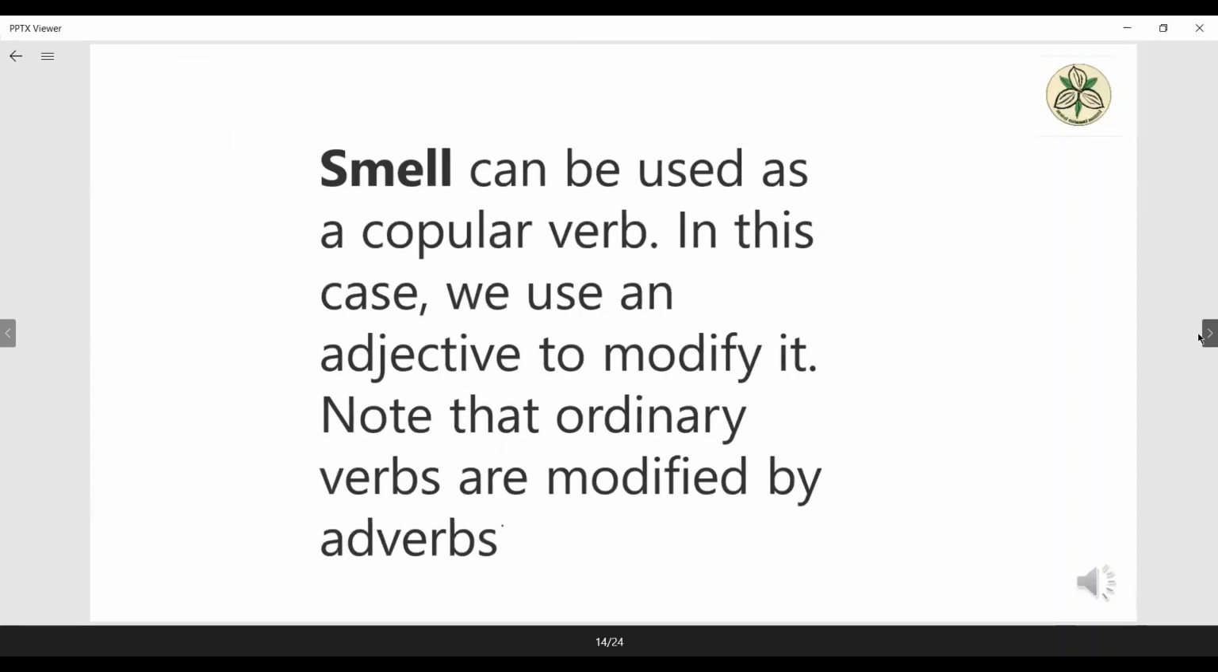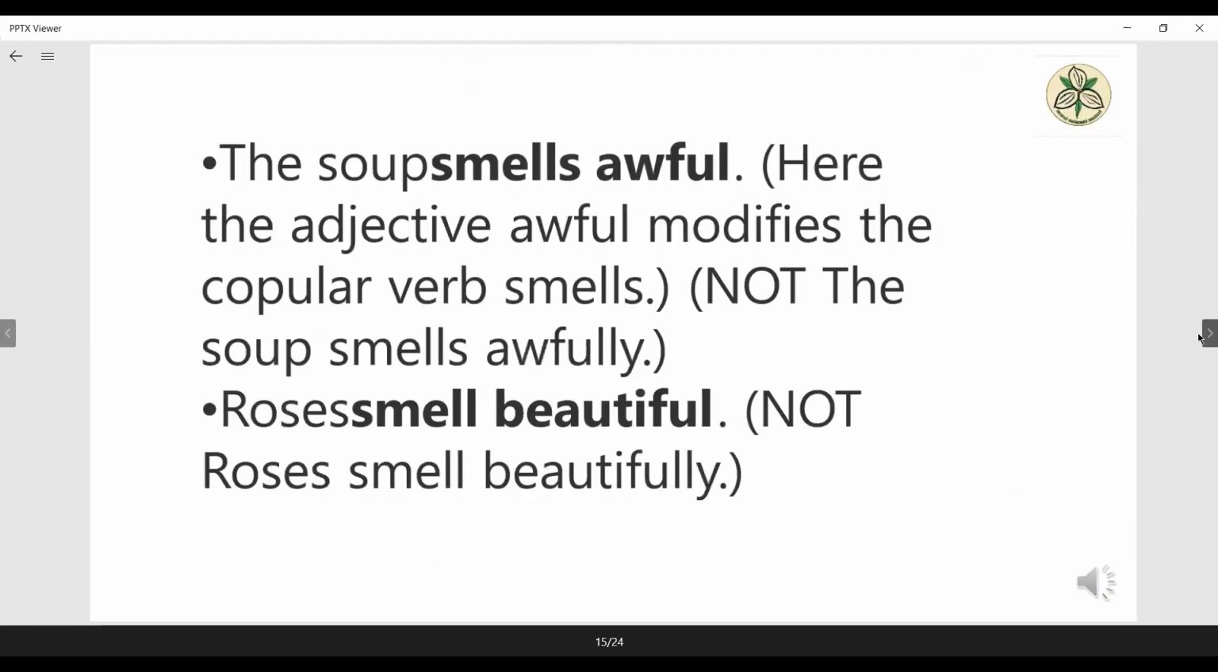Smell can be used as a copular verb. In this case, we use an adjective to modify it. And please note that ordinary verbs are modified by adverbs. The soup smells awful. Here, the adjective awful modifies the copular verb smells. Not the soup smells awfully. Roses smell beautiful, not roses smell beautifully, okay?